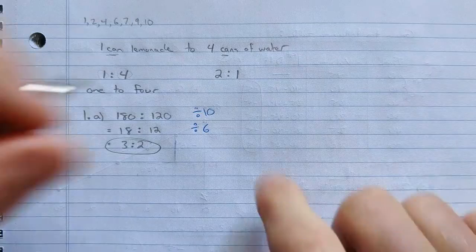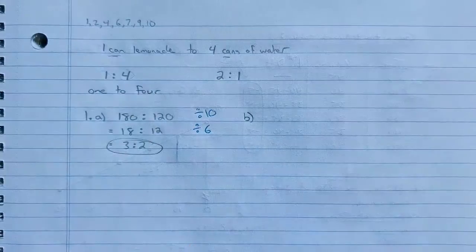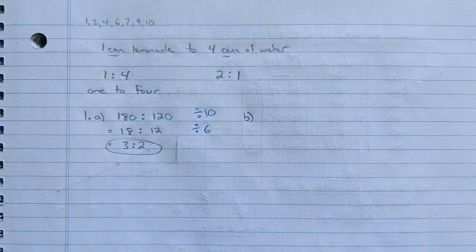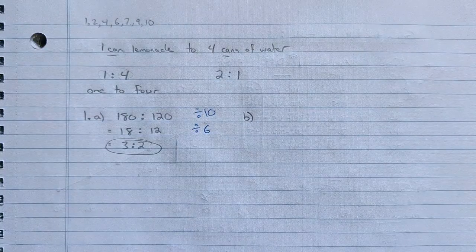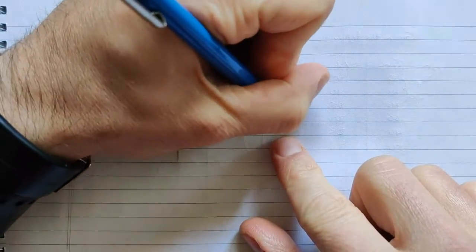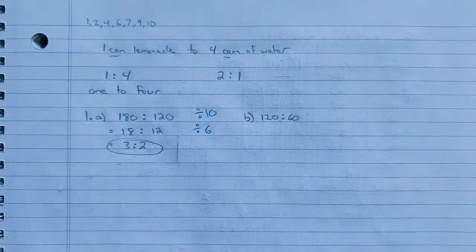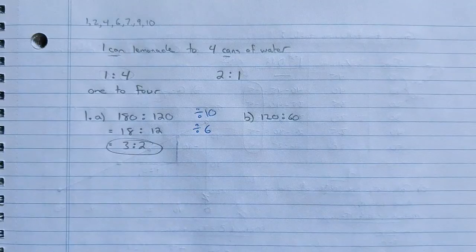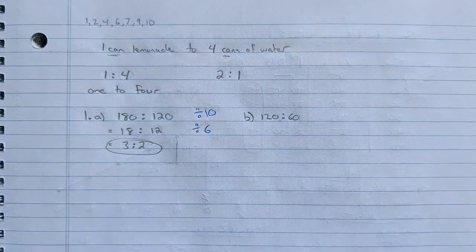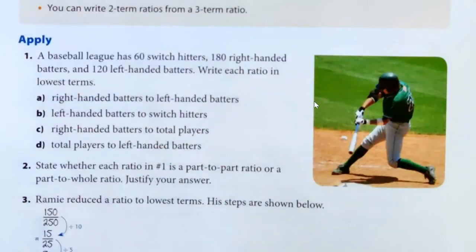If I continue writing some of these ratios out, the next one was left-handed batters to switch hitters. So there was 120 left-handed batters and there was 60 switch hitters. And it's important to write these in the proper order. It does say in the question here, left-handed batters to switch hitters. So that means left-handed batters have to come first and switch hitters have to come second. You have to do it in that order.